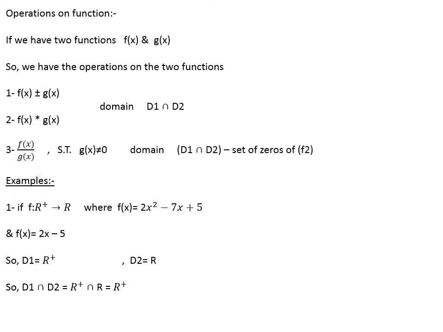And to get the addition of the two functions, we will add them easily. We will apply 2x power 2. Here we don't have a like algebraic term, just 2x power 2, so it will be 2x power 2. And we will apply negative 7x plus 2x, which will be negative 5x. And here we have positive 5 minus 5, which will be 0. So f of x plus g of x will be equal to x power 2 minus 5x.